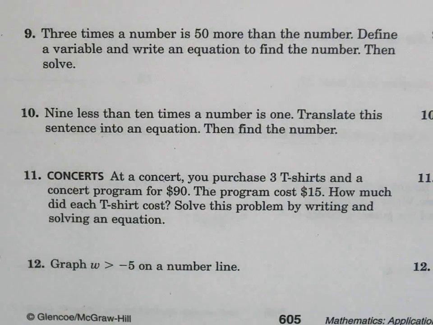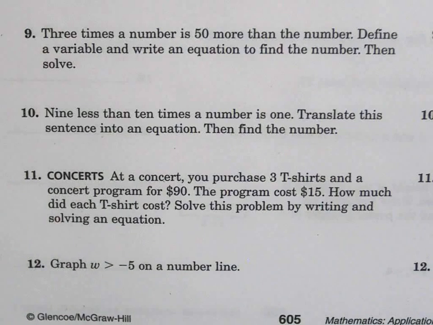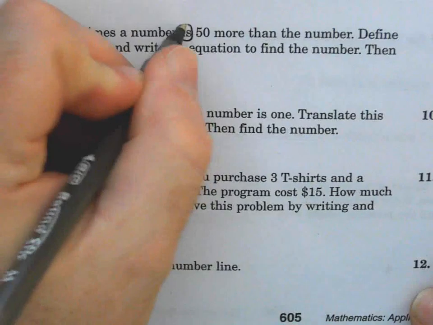Question 9. I think question 9 is one of your hardest questions. When you read through the whole question, read it twice. It says 3 times the number is 50 more than the number. Define the variable, write an equation, then solve. Now, the starting point to any one of these word problems has to be the word is.